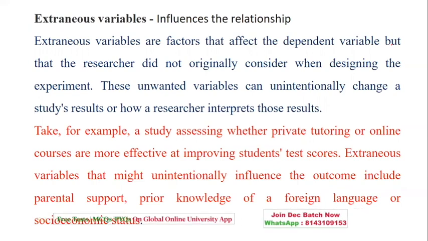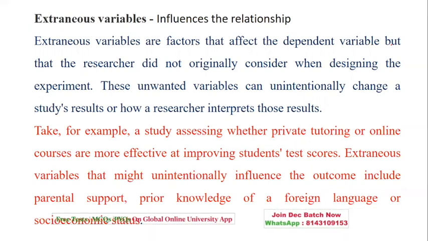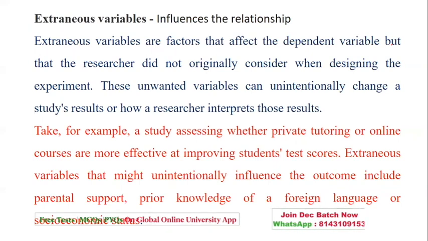As I said, for example, take a study assessing whether private tutoring or online tutoring courses are more effective. So here the unintentional influence on the outcome may include the parental support, the prior knowledge, or the socioeconomic status.